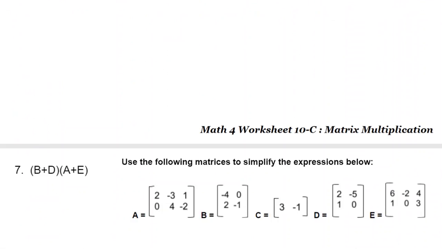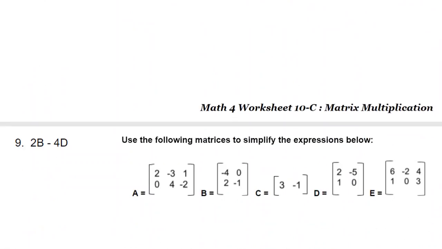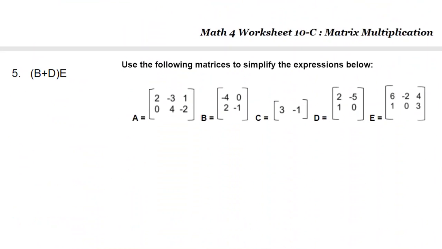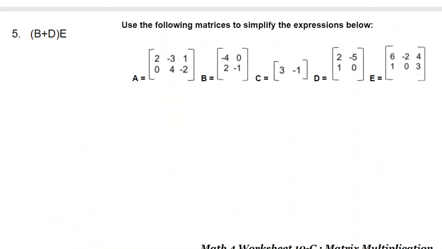Let's see how many more of these we got. Oh, we got plenty. Okay. We're just getting started. All right, first thing we're going to have to do is figure out what is B plus D. Well, B plus D is going to be a 2 by 2 when we get through with it. And E is 2 rows and 3 columns, which tells us that we're going to wind up with a 2 by 3 when we're done.